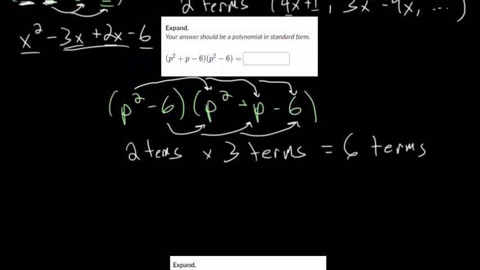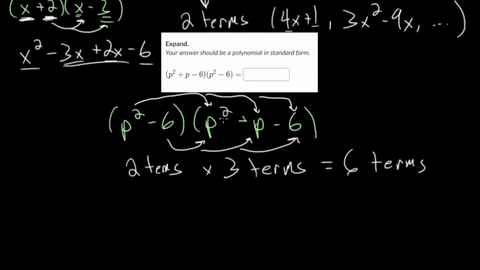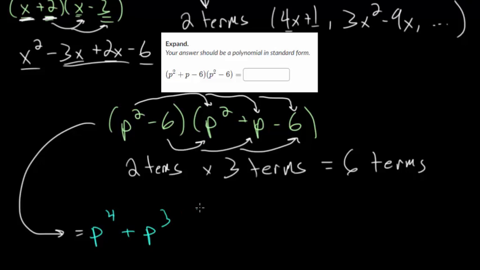So let's start by doing the distribution. The p squared first, so p squared times p squared. Let me do it down here. That's going to be p to the 4th, because you got 2 p's multiplied here, 2 more here, and so in total you have 4 p's multiplied together. Then we have p squared times p, well that's just 3 p's multiplied together. Then p squared times minus 6, well that's just minus 6p squared.